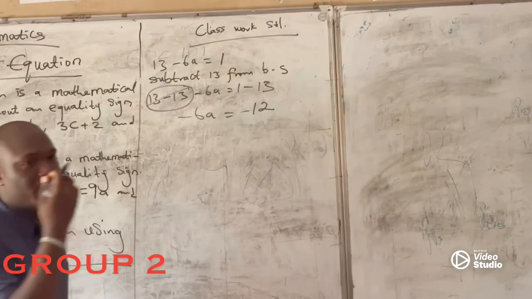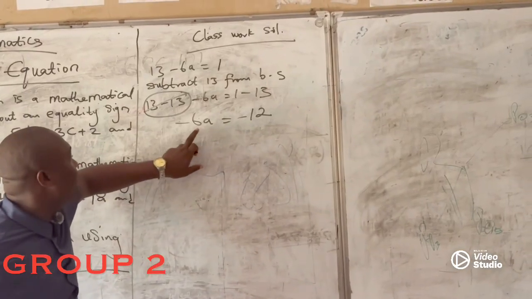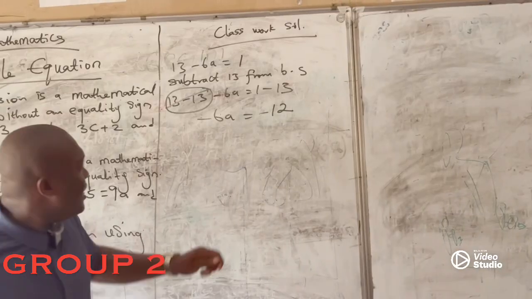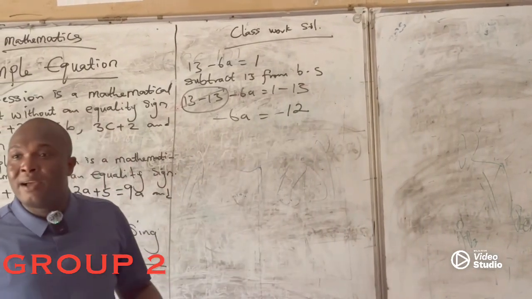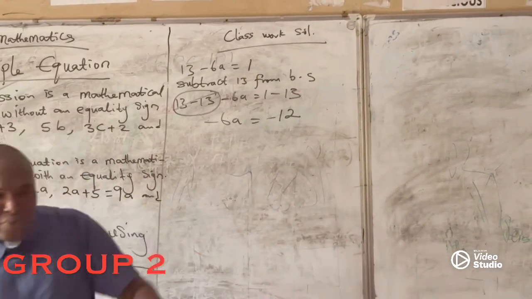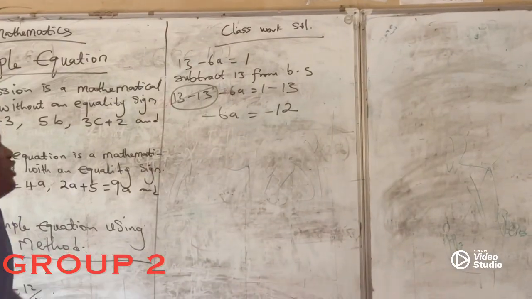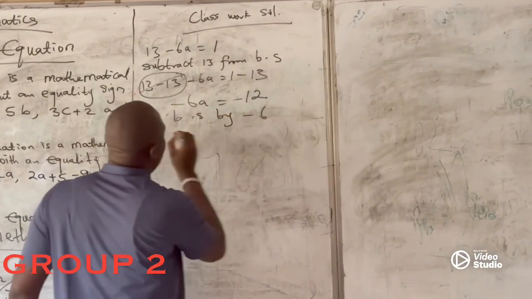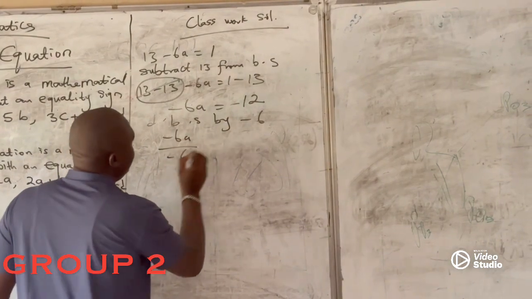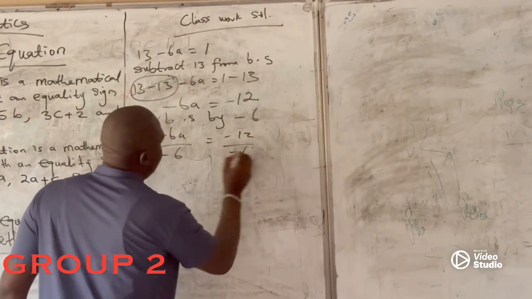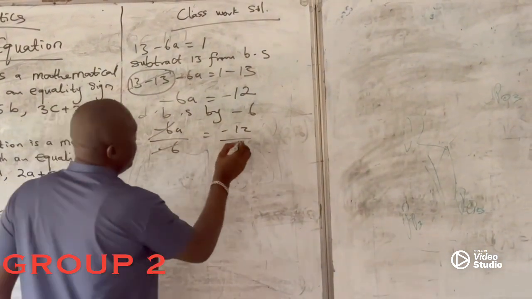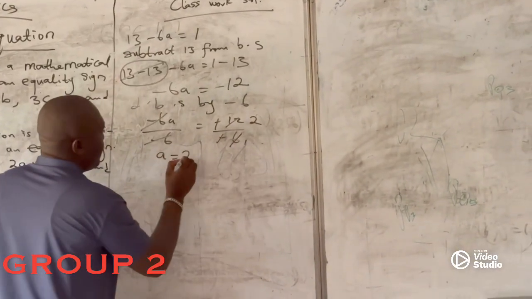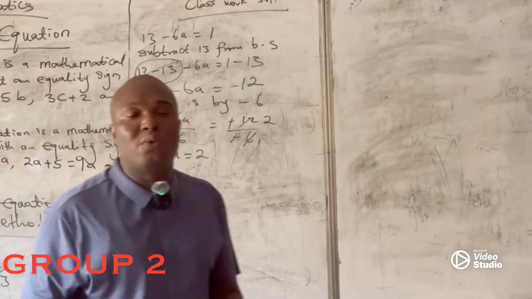So what do we do to remove this minus 6 from here? Divide. By what? By 6. Is it only 6 that is there? 6A. No. Minus 6. Beautiful. You divide both sides by minus 6. You can see that A is equal to what?